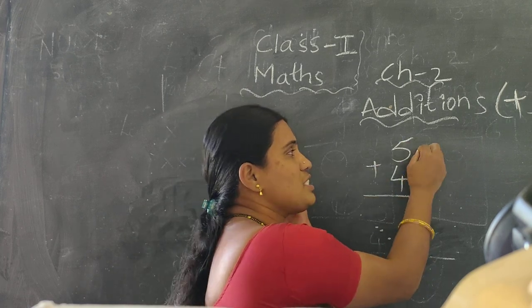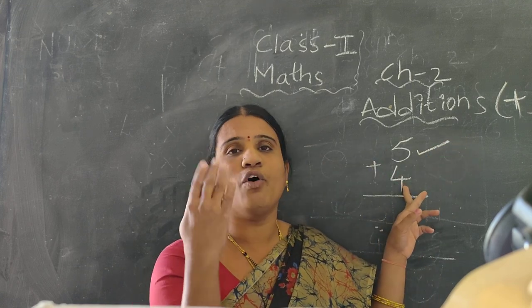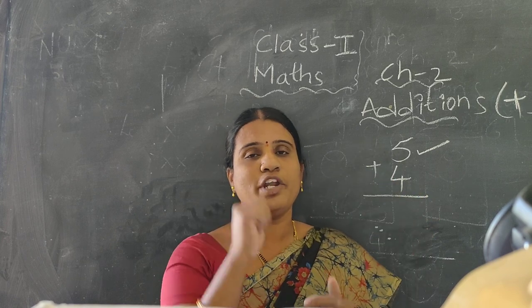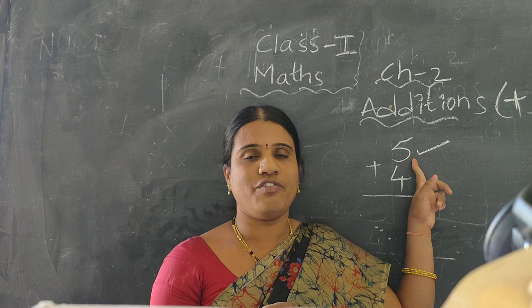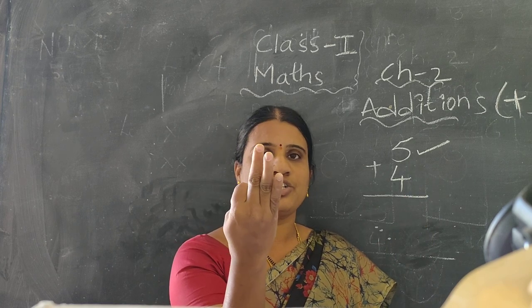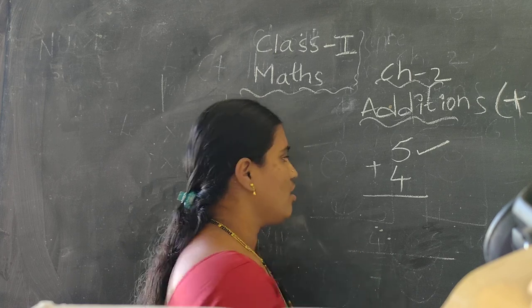So here what is the first number? 5. After 5, you have to count 4 numbers. That means after 5, which numbers will come? Those 4 numbers you have to count. So after 5: 6, 7, 8, 9. So total how many are there? 9.